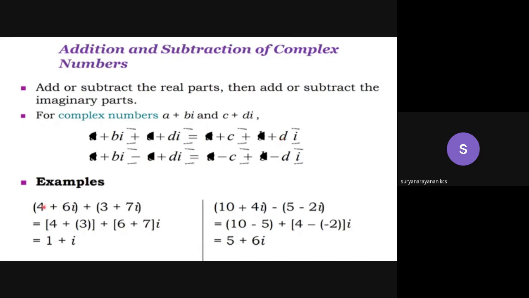For example, see 4 plus 6i plus 3 plus 7i. What are the real parts? 4 plus 3. What are the imaginary parts? 6 plus 7i. Finally, you get 7 plus 13i. Here, there is a printing mistake: 7 plus 13i. Understood this example, my children? Similarly, here subtraction. 10 minus 5, what do you get? 5. Minus 4 minus 2, what will you get here? So minus of minus, plus 2, 4 plus 2, 6i. Understood this addition and subtraction of complex numbers, my dear children? Right.